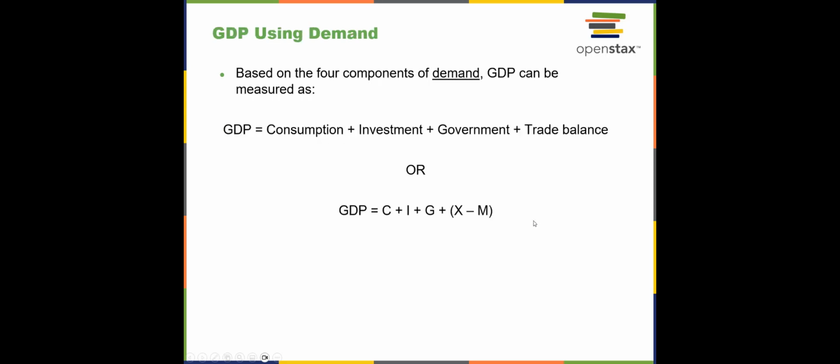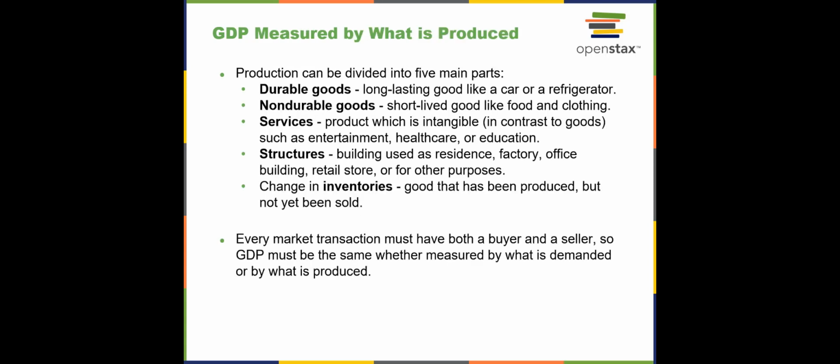So based on the four components of demand, GDP can be measured as the sum of consumption spending, investment spending, government spending, plus exports minus imports. That's why we have a trade balance in the equation. And production can be divided into 5 main parts. Durable goods. These are the long-lasting goods like a car or refrigerator.